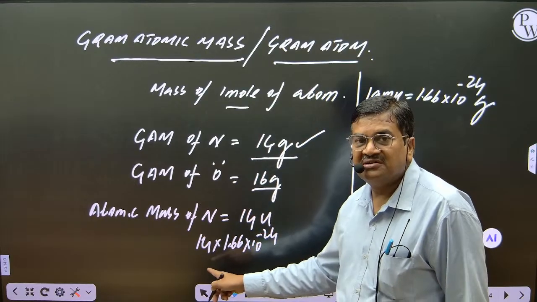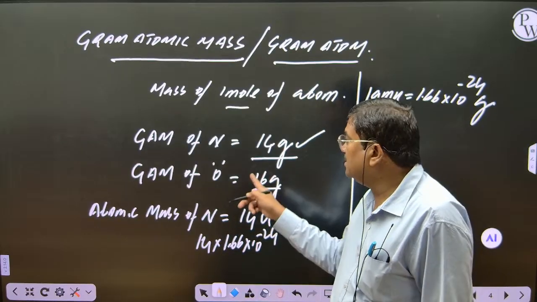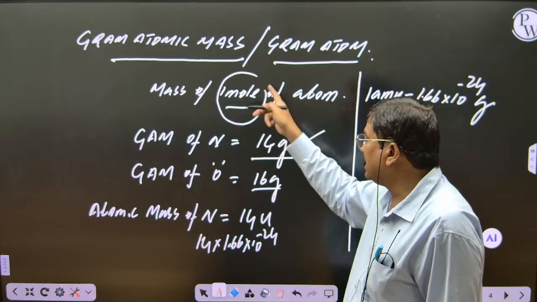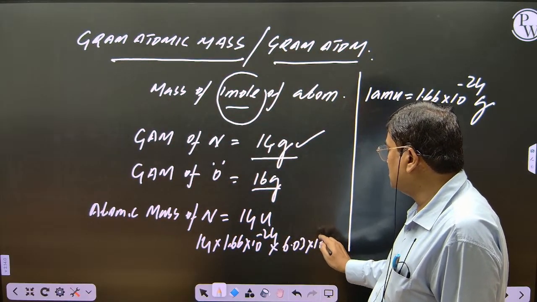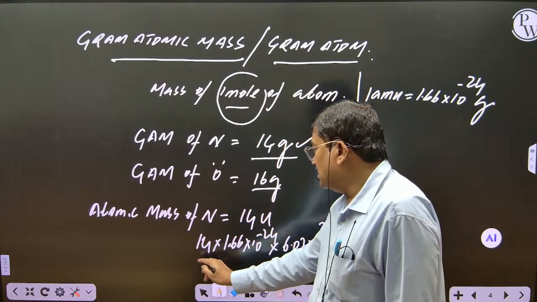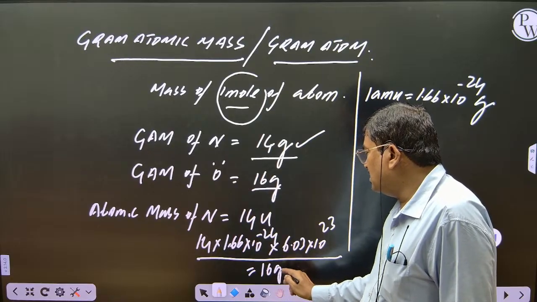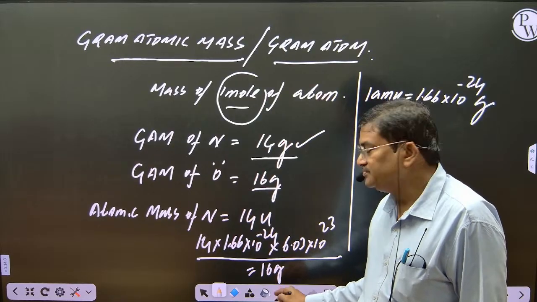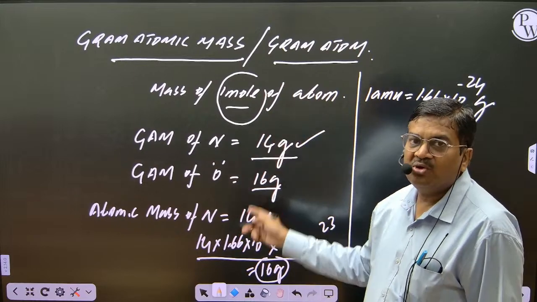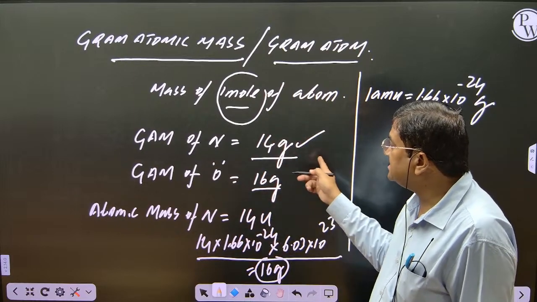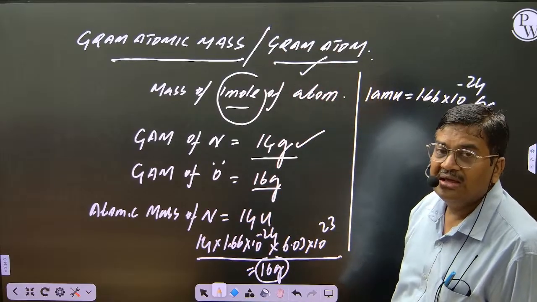This will be the mass of one atom. For 1 mole, what should I do? I have to multiply with Avogadro's number. What is the value of Avogadro's number? 6.023 into 10 power 23. On simplifying this, you will get the same value, but in grams: 14 grams we get. So understood, all of you? So the mass of 1 mole of atoms, or atomic mass expressed in grams, is called gram atomic mass, or simply what we call gram atom.